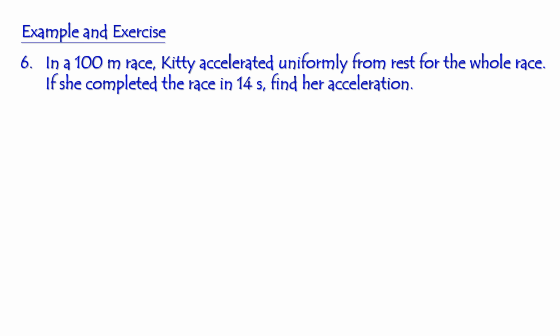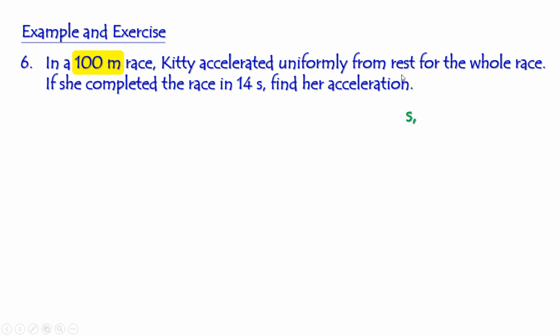Look at question 6. In this question, we have several numbers, and you have to find something from the equation. In a 100-meter race, so it is the distance traveled. You can write down the symbols, which helps you to choose which formula can help you to find the answer. In a 100-meter race, 100 meters means the distance traveled. Kitty accelerates uniformly from rest.